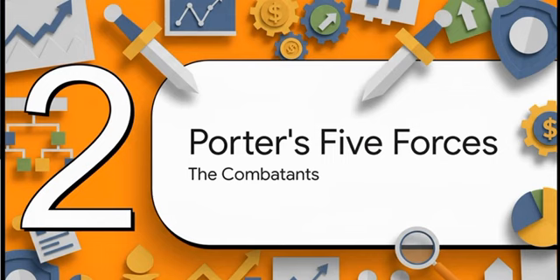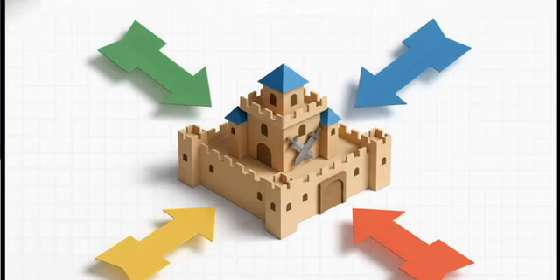Moving on to Section 2, Porter's 5 forces, identifying the combatants. Now, Sumit calls this the absolute heart of industry analysis. And let me tell you, it is easily one of the most highly testable areas on the CFA exam for sure. These are Porter's 5 forces: the threat of new entrants, the bargaining power of suppliers, the bargaining power of buyers, the threat of substitutes, and finally, industry rivalry.